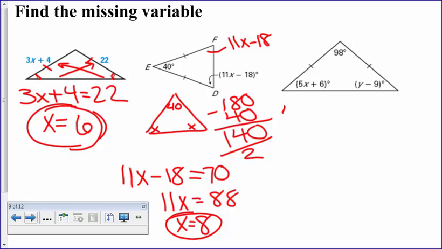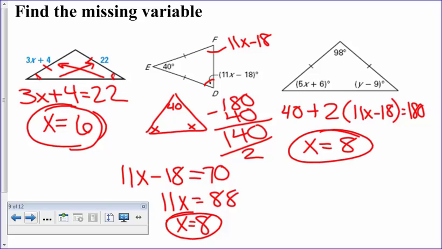So we can do 40 plus, and since these are both equal, I'm just going to do 2 times the quantity 11x minus 18 should equal 180. Squeeze that in there. Okay, so now we can do our same algebra work through it, and you still should get x to equal 8, no matter what.